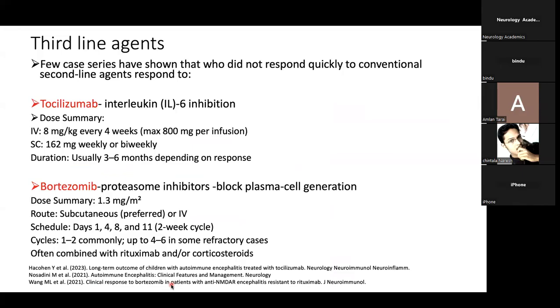This is important because it is this late in the last one year. The importance of tocilizumab in seronegative autoimmune encephalitis is what we did for that girl. After that, she improved. Come to the third.